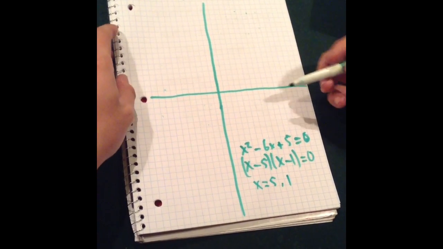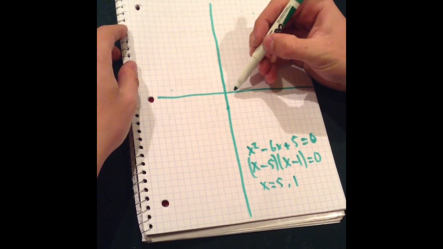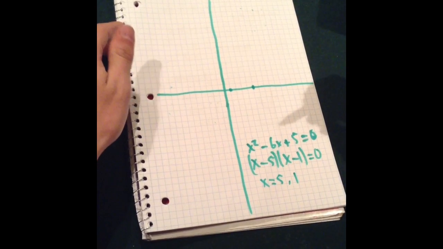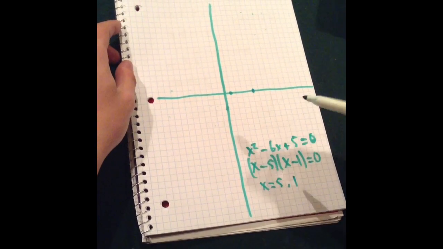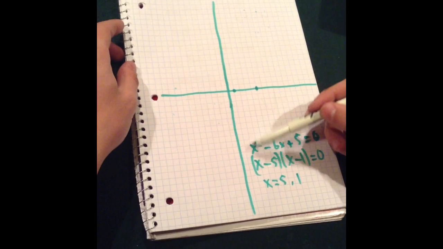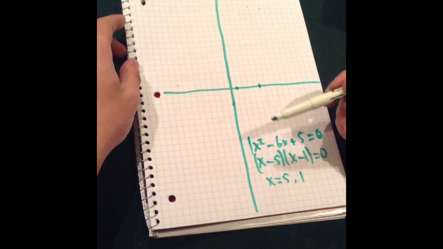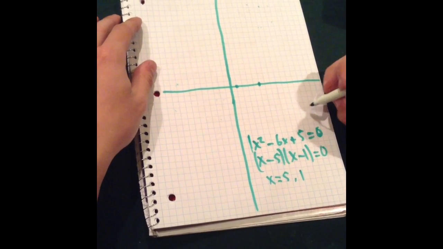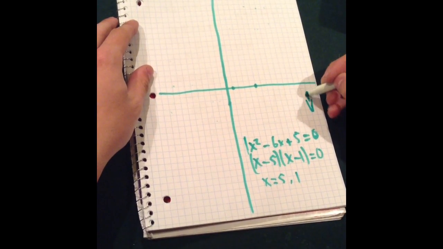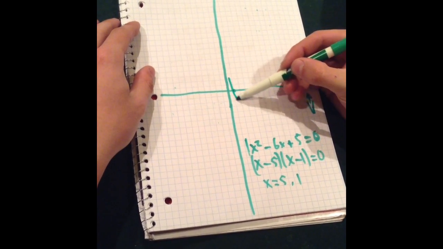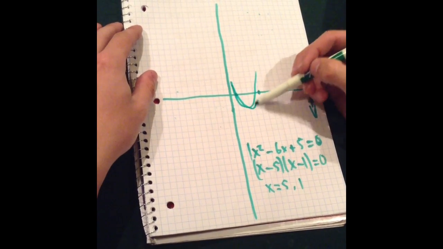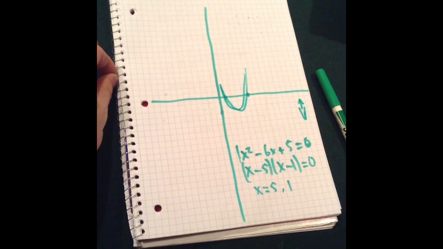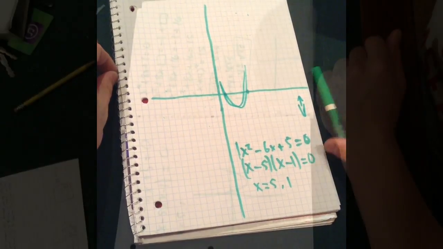Now we're going to plot those points. So x equals 5. So 1, 2, 3, 4. x equals 5 and x equals 1. Now from here we're going to do a quick sketch, and since I know that our a, which is 1 because there's no number there, so it's 1x squared, is positive, we know that our parabola is going to be going up. So doing a quick sketch of the parabola. And that is how you do a quick sketch of a parabola using the standard form.